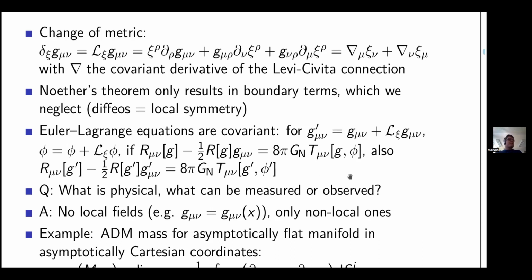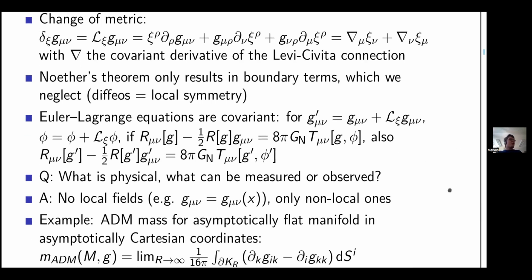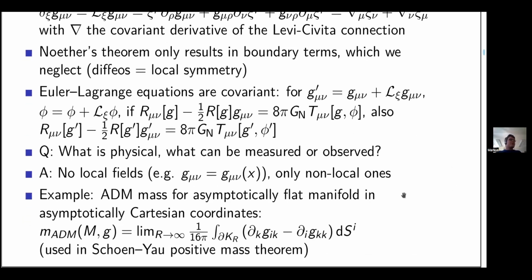And well, as one clearly sees, any local field cannot be measured. The metric is some local field. It's defined at each point in space-time. And it changes under a diffeomorphism, so it cannot be observed. Only non-local things are physical, can be observed. And one prominent example that people in differential geometry, of course, also know is the so-called ADM mass. It's a quantity that is defined for some asymptotically flat manifold in asymptotically Cartesian coordinates.